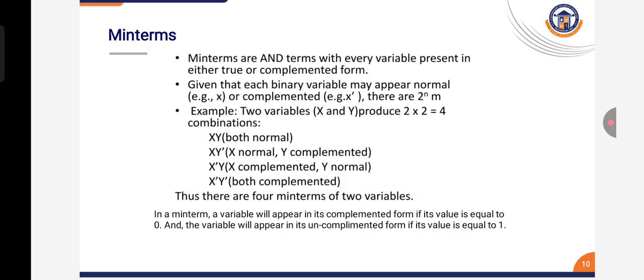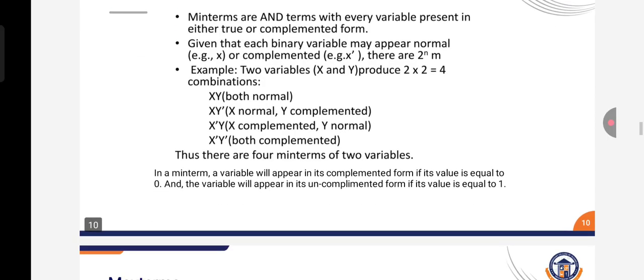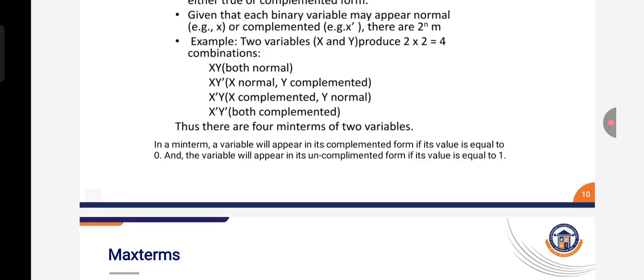Next, the minterms are product terms with every variable present in either the true or complement form. For example, two variables x and y produce the 4 combinations xy, xy', x'y and x'y'. In minterms, the variable will appear in its complement form if the value is equal to 0, and in its uncomplement form if the value is 1.